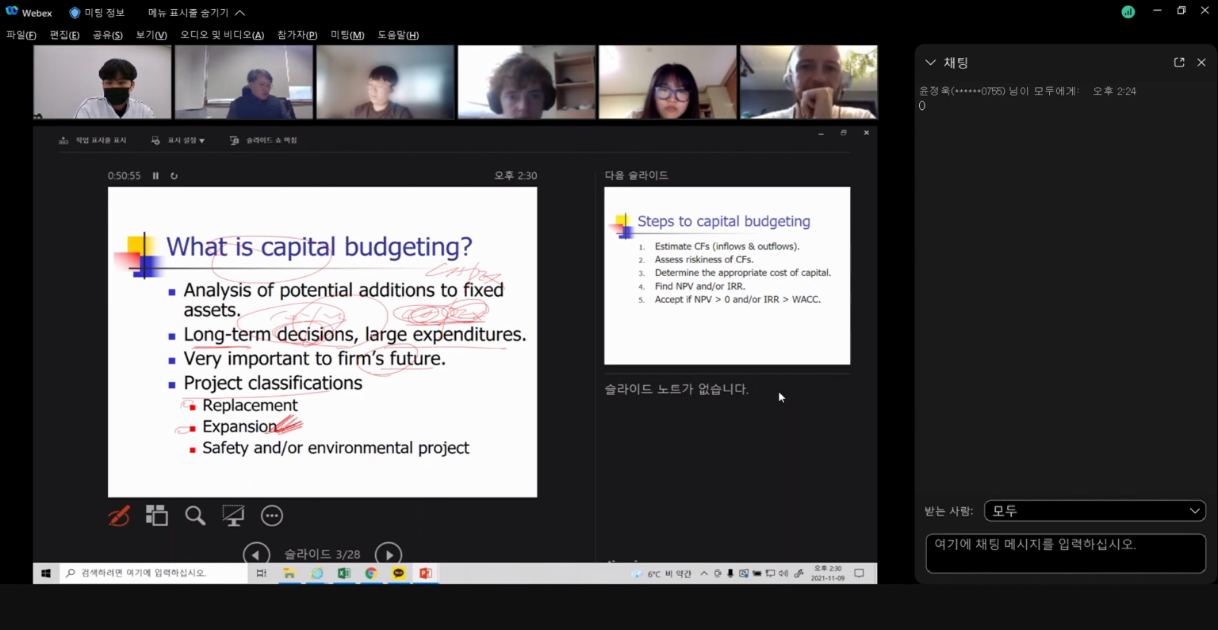The second one is also replacement, but this replacement is to reduce cost, cost reduction. This category includes expenditures to replace serviceable but obsolete equipment and thereby lower costs. So the second replacement is what? We can still use that kind of facility, but to reduce the cost, to lower the cost, we can replace the facility.